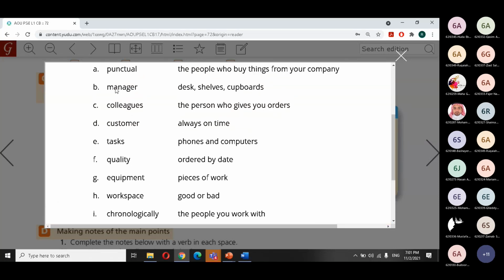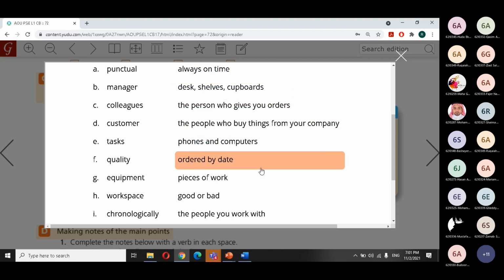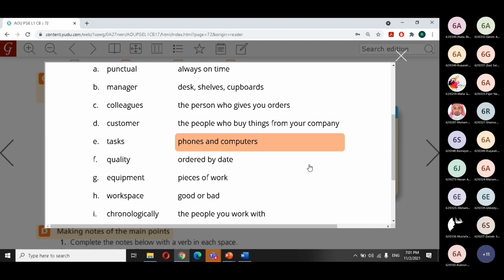Okay, now, punctual. What should I take from this column? What is the meaning of punctual here? Always on time. So this is the meaning of punctual. Okay. Manager. What did he say about the manager? How did he define? Respect your managers. The person who gives you orders. Yes, the person who gives you orders or gives you tasks or gives you work.